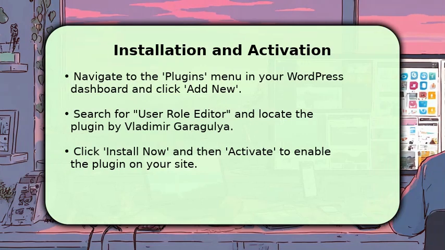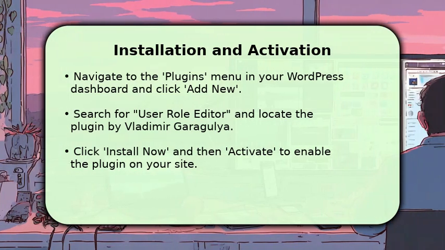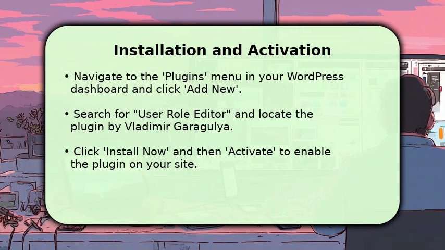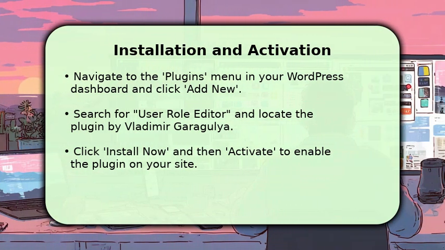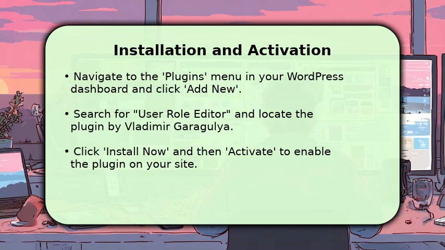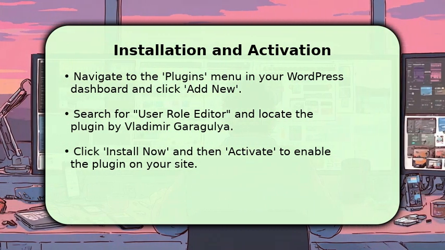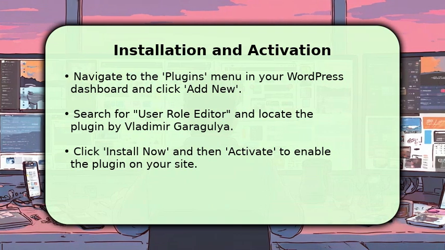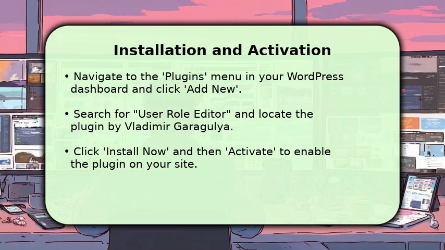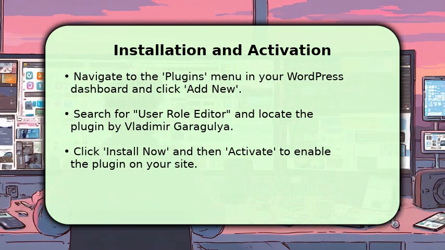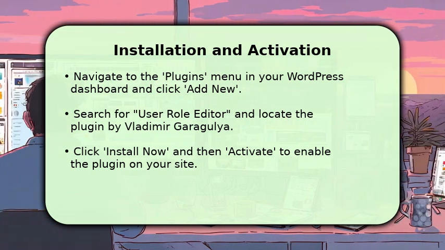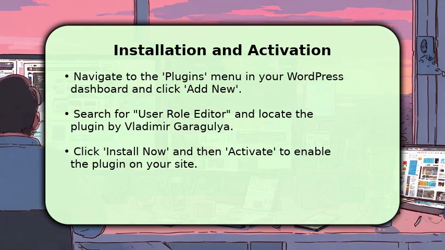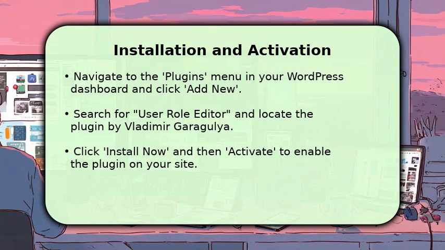To begin, navigate to your WordPress dashboard, hover over Plugins, and select Add New. In the search bar, type User Role Editor and look for the plugin developed by Vladimir Garagulya. Click Install Now, and once the installation is complete, click Activate. After activation, you'll find its settings conveniently located under the User's menu, labeled User Role Editor, ready for you to start customizing permissions. This process typically takes less than 1 minute.